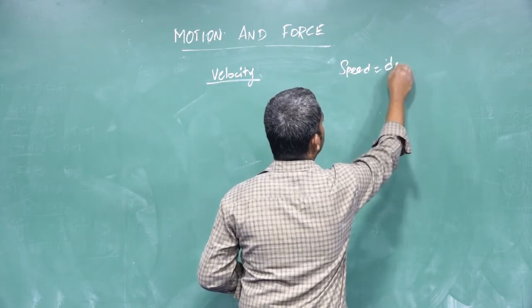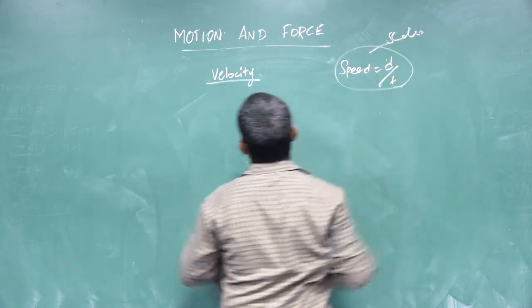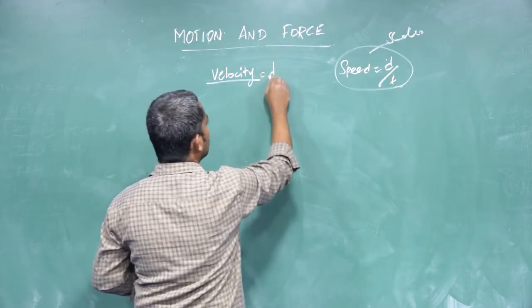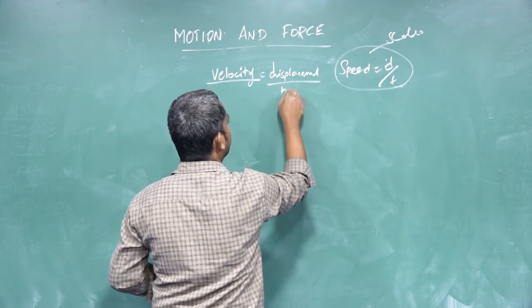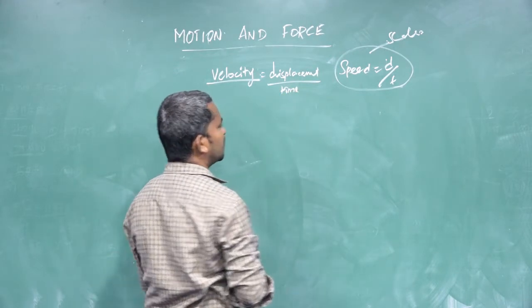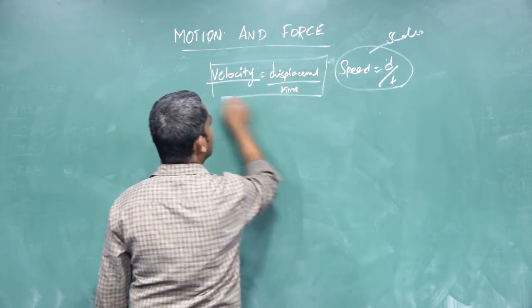Speed is equal to distance divided by time. This is a scalar quantity. Velocity is equal to displacement divided by time. The rate of change of displacement is called velocity. Velocity is equal to displacement divided by time.